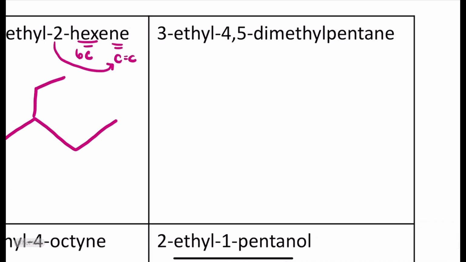3-ethyl 4,5-dimethyl pentane. Pentane tells me all single bonds. Pent tells me 5. So let's draw that first. There's my 5. Now we can just go down the line. 3-ethyl. At the third carbon, I have an ethyl group.